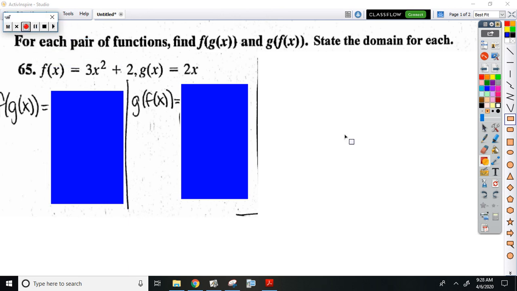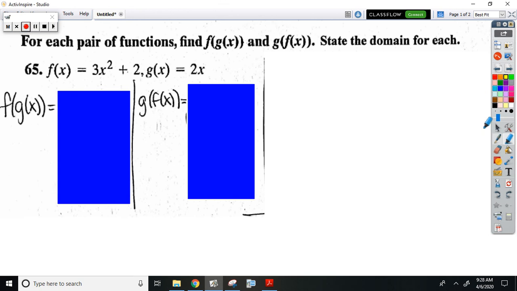All right, so for my first request on the 7.6 homework was number 65 and 67. So these are both composition of functions, which again is like taking a function and plugging it into another function. So when they ask us to find f of g of x, we are taking g of x and we're plugging it into the f function. So we're going to take this g of x, which is 2x, and we're going to plug it in for x in the other function.